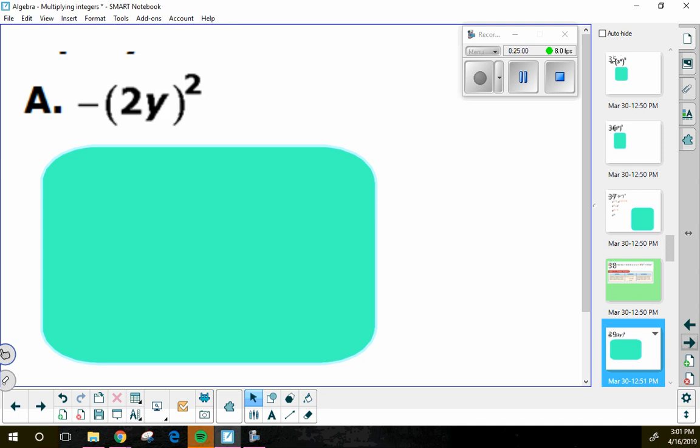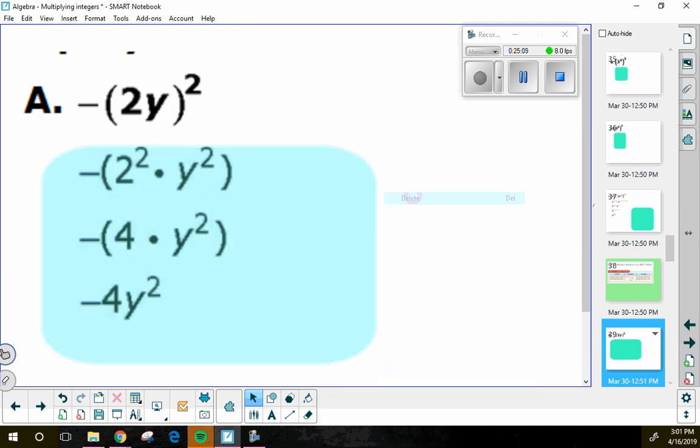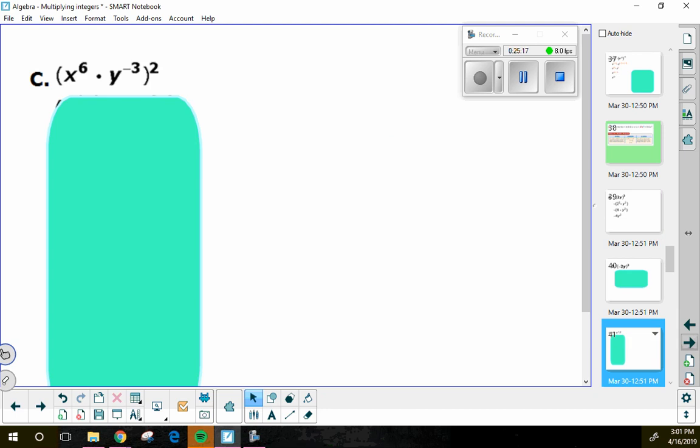All right, hold your boards up and let me see what you have. If you have nothing, I need to know you have nothing. All right, and the answer is negative 4 because that's what 2 squared is, and y squared, then bring the negative sign down. All right, let's try this.